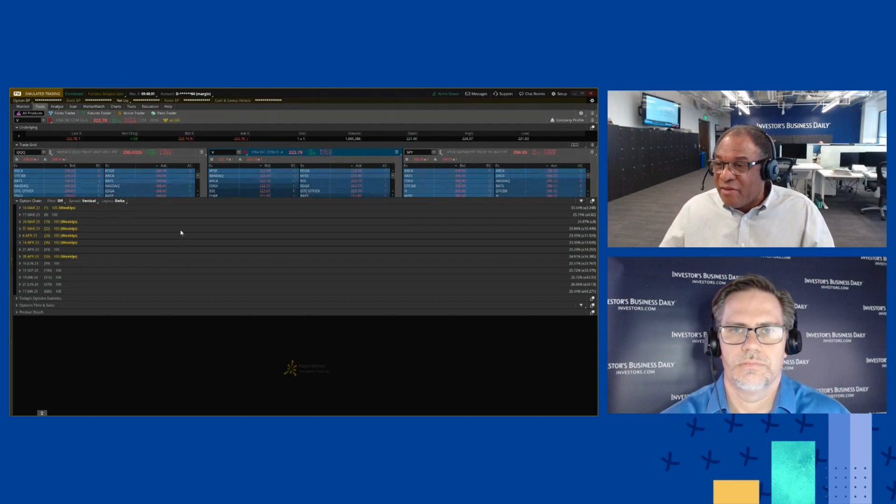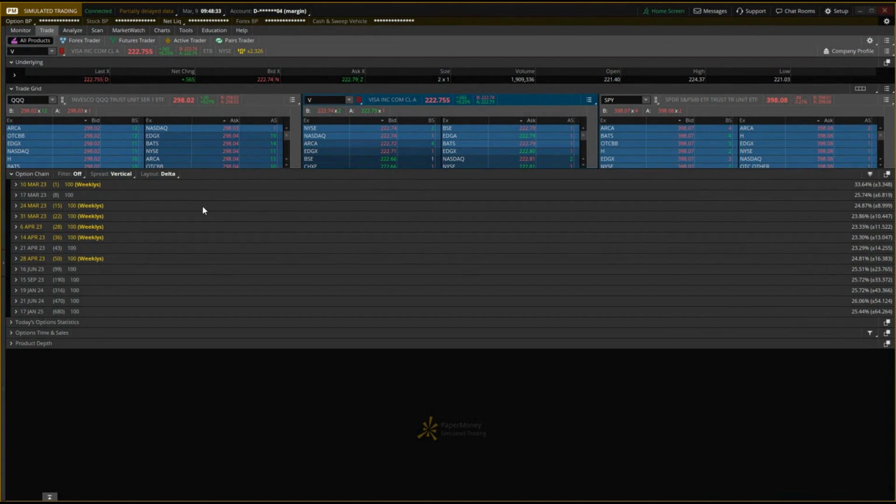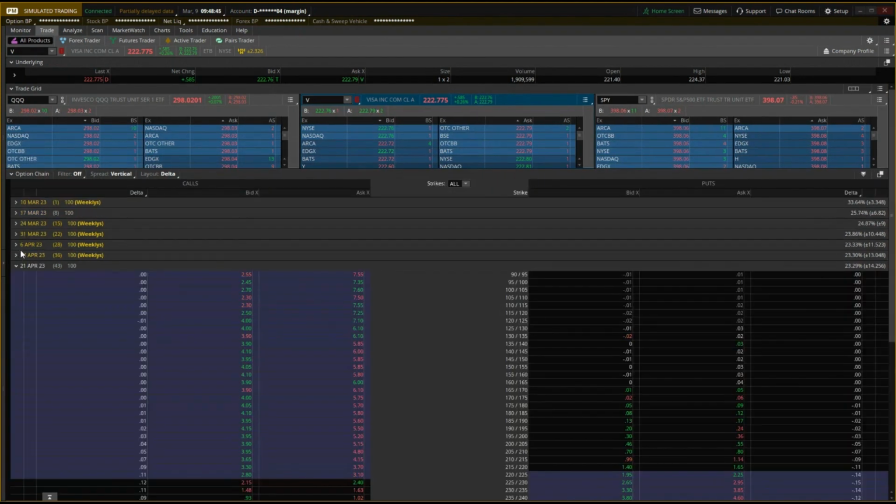So here we're looking at the option chain for Visa. I'm going to go out to the April expiration, so we're looking at 43 days out. I'm looking at the monthlies here. You have weeklies and monthlies. Looking at the monthlies, I click on that to expand it. And you may have noticed normally I have just single strikes, but I went up here and changed it to vertical, which makes it a little bit easier.